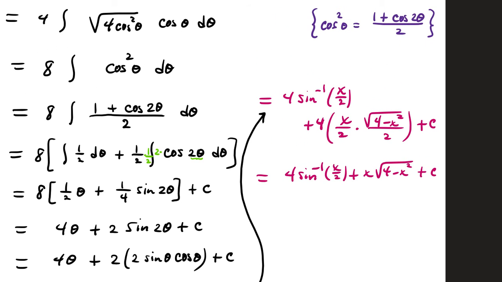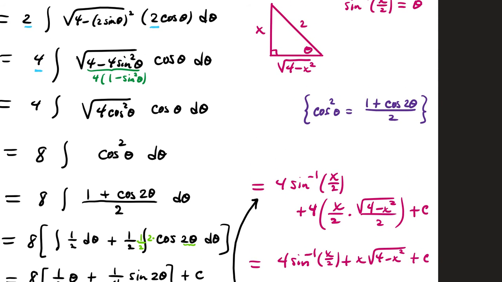We have 4 sine theta cosine theta. Using our right triangle, sine theta is x over 2. Cosine theta is square root of 4 minus x squared over 2. These 2's on bottom make a 4, which will cancel that 4 out front, leaving us with a final antiderivative, and it's cleaned up. 4 sine inverse of x over 2 plus x times the square root of 4 minus x squared plus c.